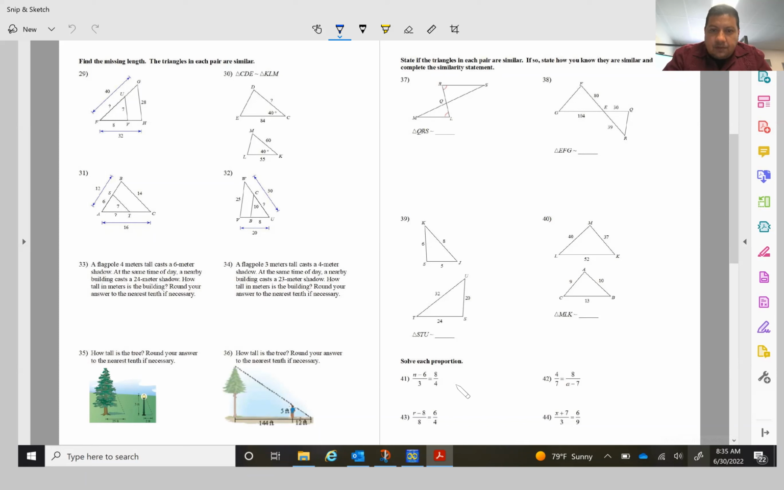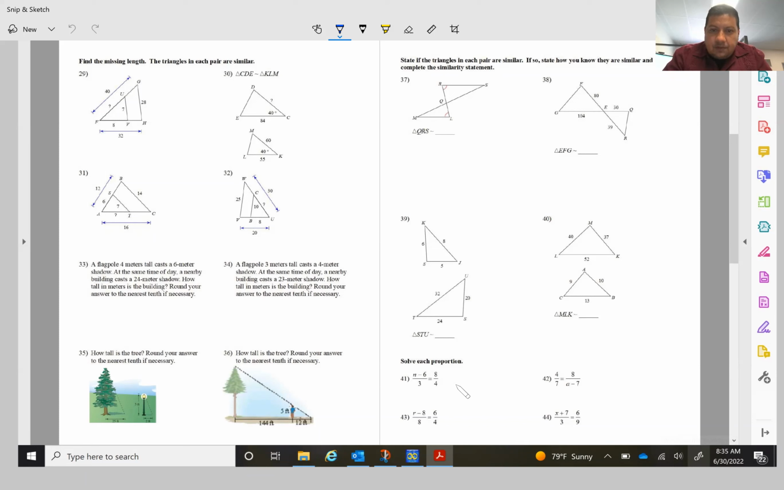Looking at question number 35, we have a picture. How tall is the tree? Round your answer to the nearest tenth if necessary. I see the measurements are in feet. On the homework, I would say in feet, how tall is the tree, so you know we're measuring in feet. I have two triangles in there.